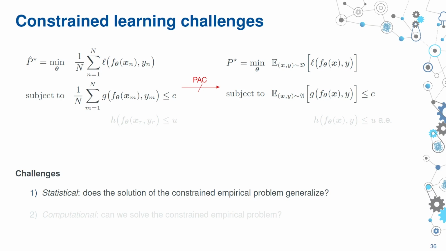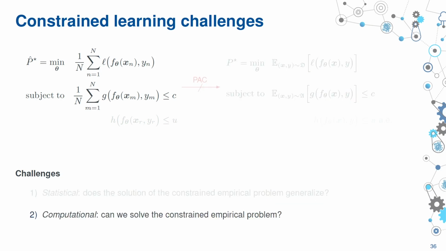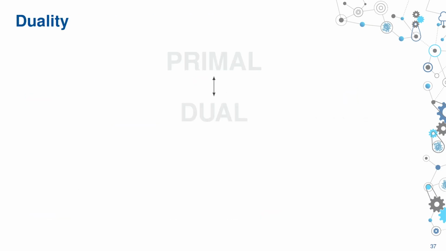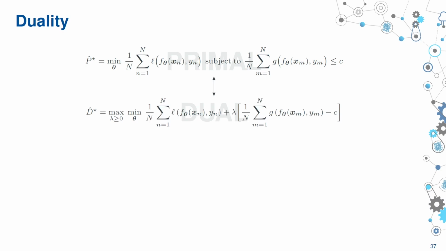Let me leave you in this suspenseful note for a minute, and let me talk a little bit about computational issues, which is, can we actually solve these constrained empirical problems? And in order to do that, I'm going to do something that you should be expecting me to do, which is that I'm going to try and leverage duality, okay? So this is the constrained optimization problem that we want to solve. We want to solve it in the dual domain. Well, that's the Lagrangian dual formulation.